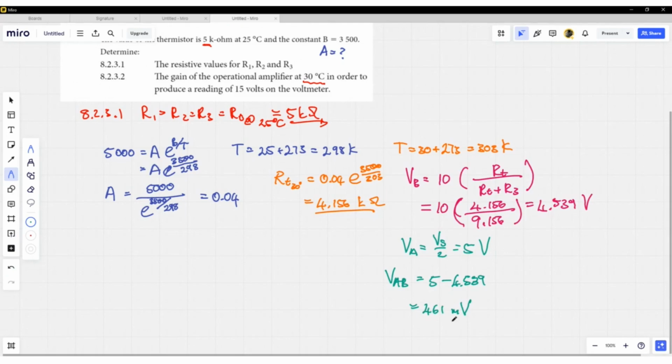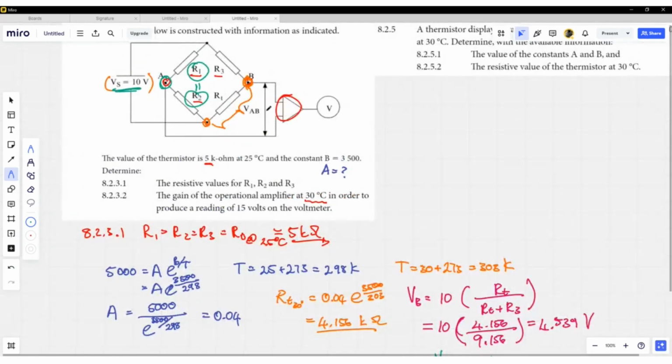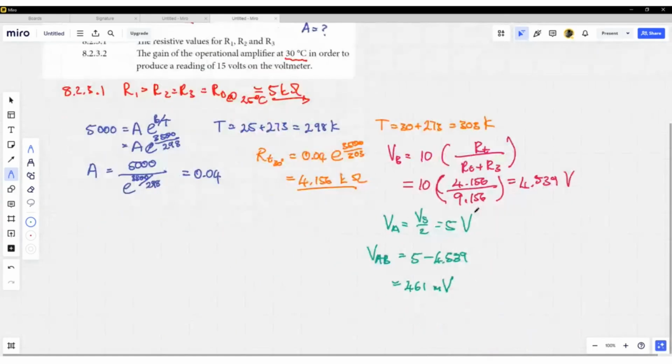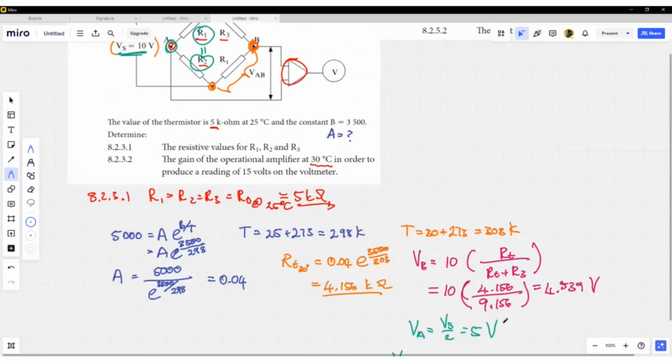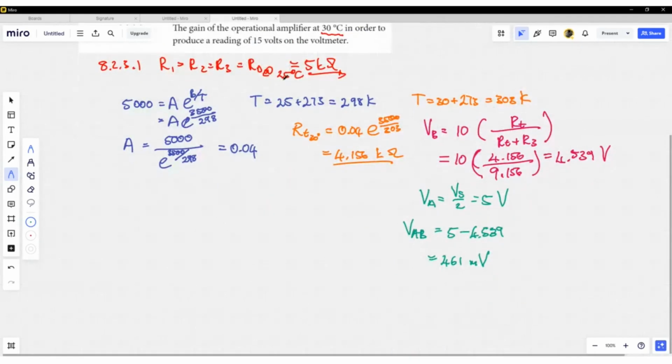Okay, so we need to change that to 15. Basically we need to change that difference now to a 15 volt output. So we have that voltage sitting here between the terminals of our amplifier, but we want a 15 volt output.